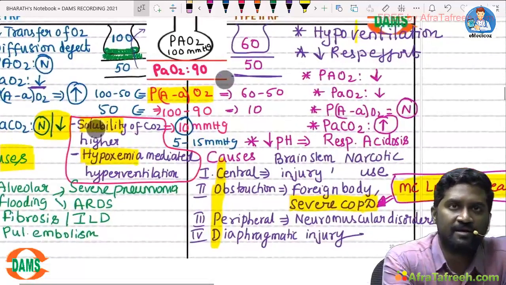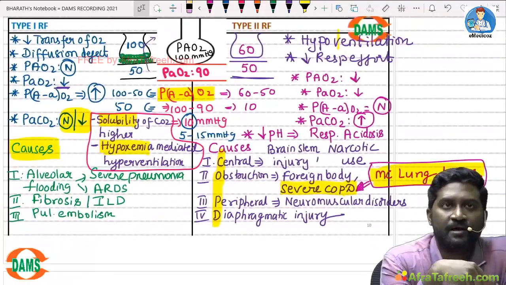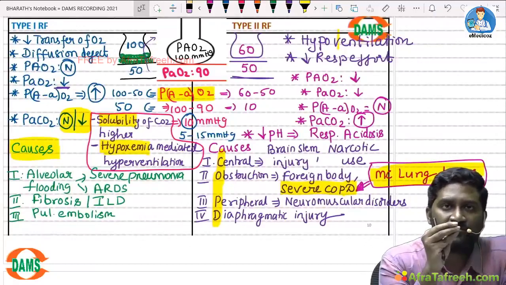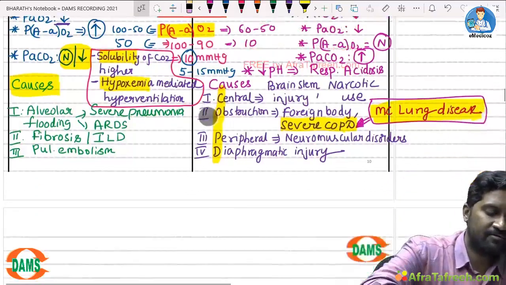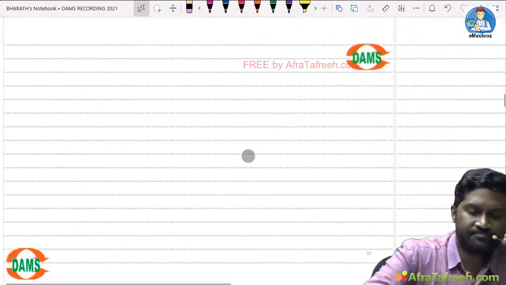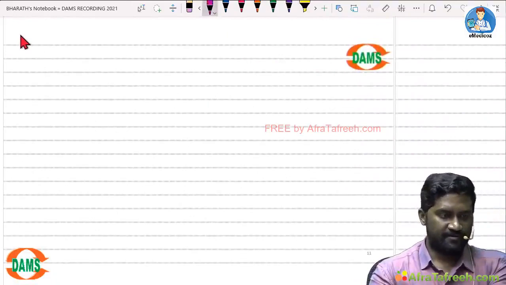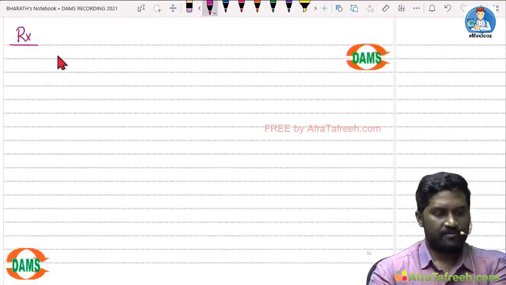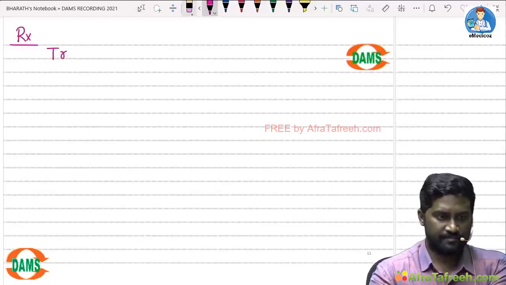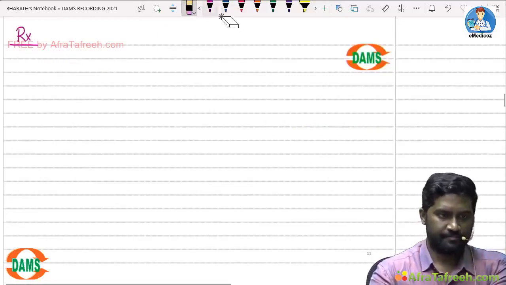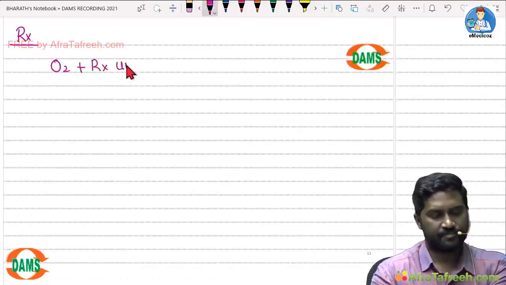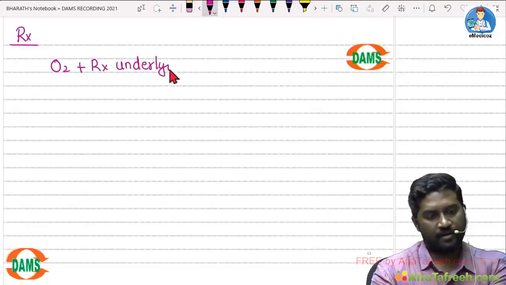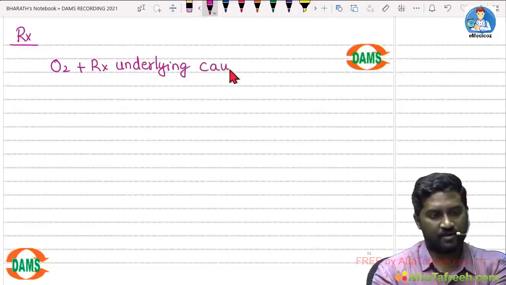Now the underlying disease, if it is due to some pneumonia, I give him antibiotics. If it is due to some bronchospasm, I give him nebulized bronchodilators. If it is due to some foreign body, I will try to retrieve the foreign body. So write down treatment. Treatment for respiratory failure. Initial will be oxygen, and I treat the underlying cause.